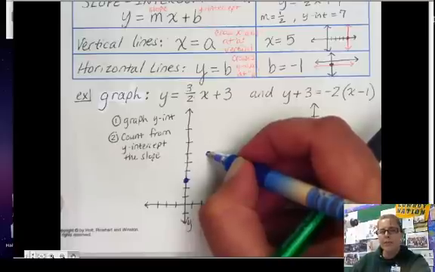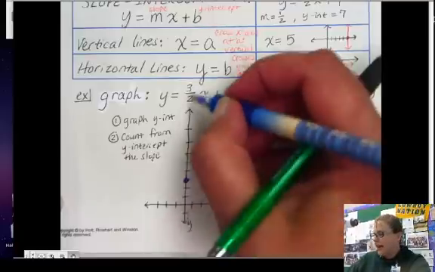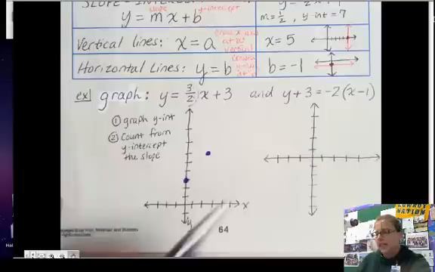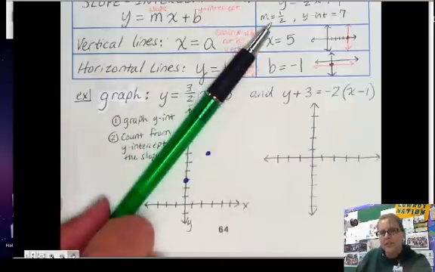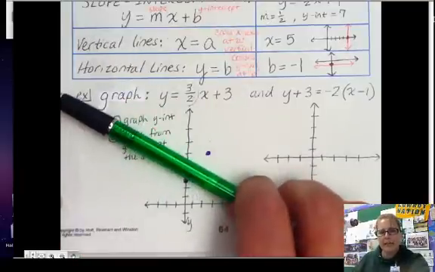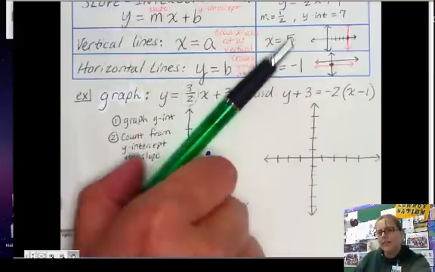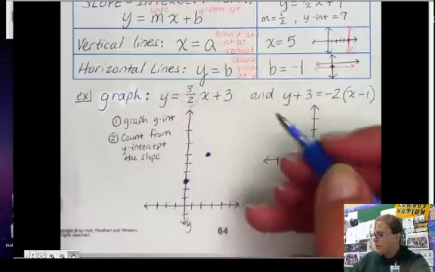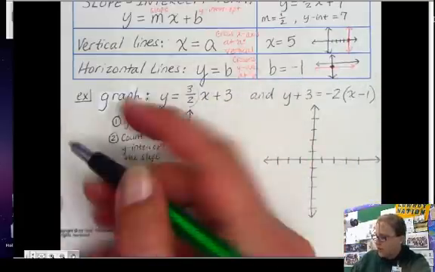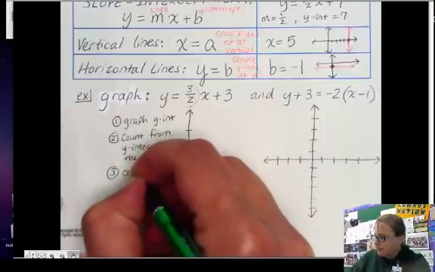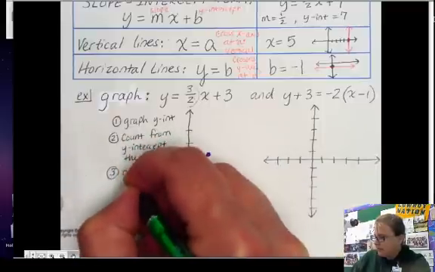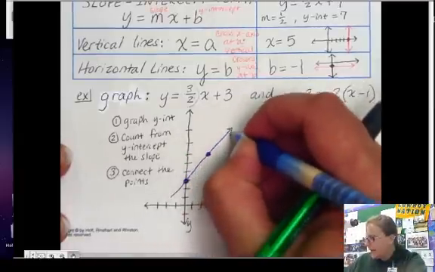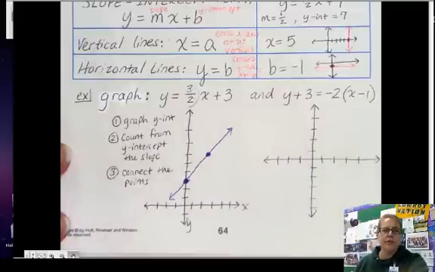Now you always want to double check your work and make sure that if this up here is a positive slope, that you are heading in a positive direction. That's positive, that's negative. So make sure that if you have a positive slope, you are heading in a positive direction. So then your last step is to connect the dots. Okay, so we're going to connect these points here, and there we have graphed y equals 3 over 2x plus 3.